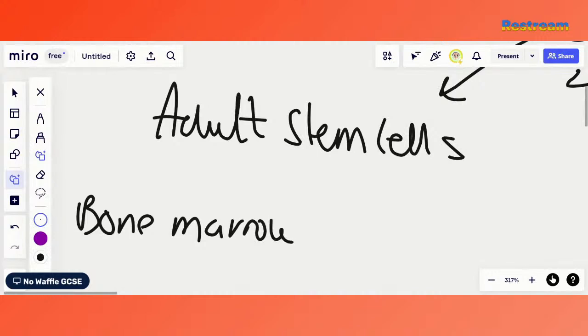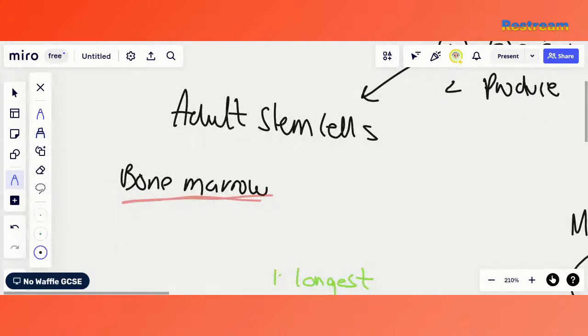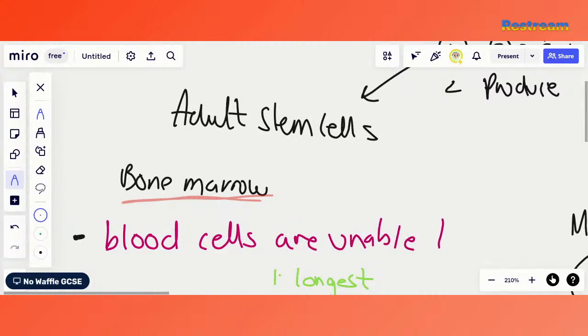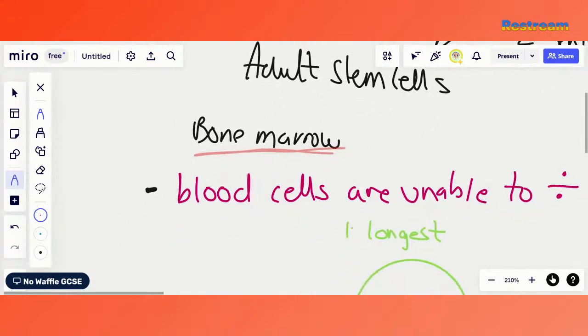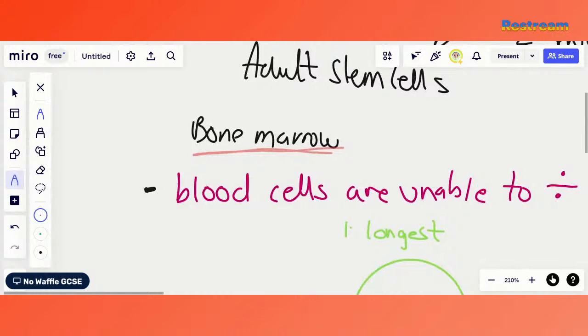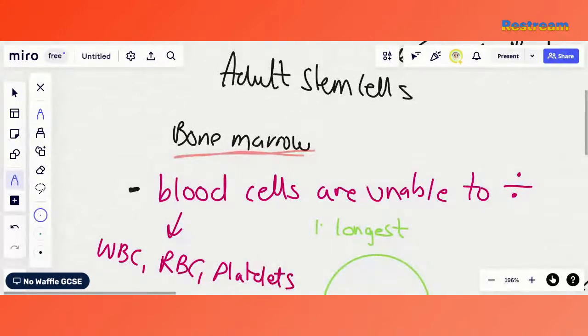The reason why it's found in the bone marrow is because many of the blood cells are unable to divide. Just how we talked about mitosis, many of the cells aren't able to undergo mitosis or meiosis. Therefore, they need stem cells to create these blood cells, including platelets. So these are what the adult stem cells make.